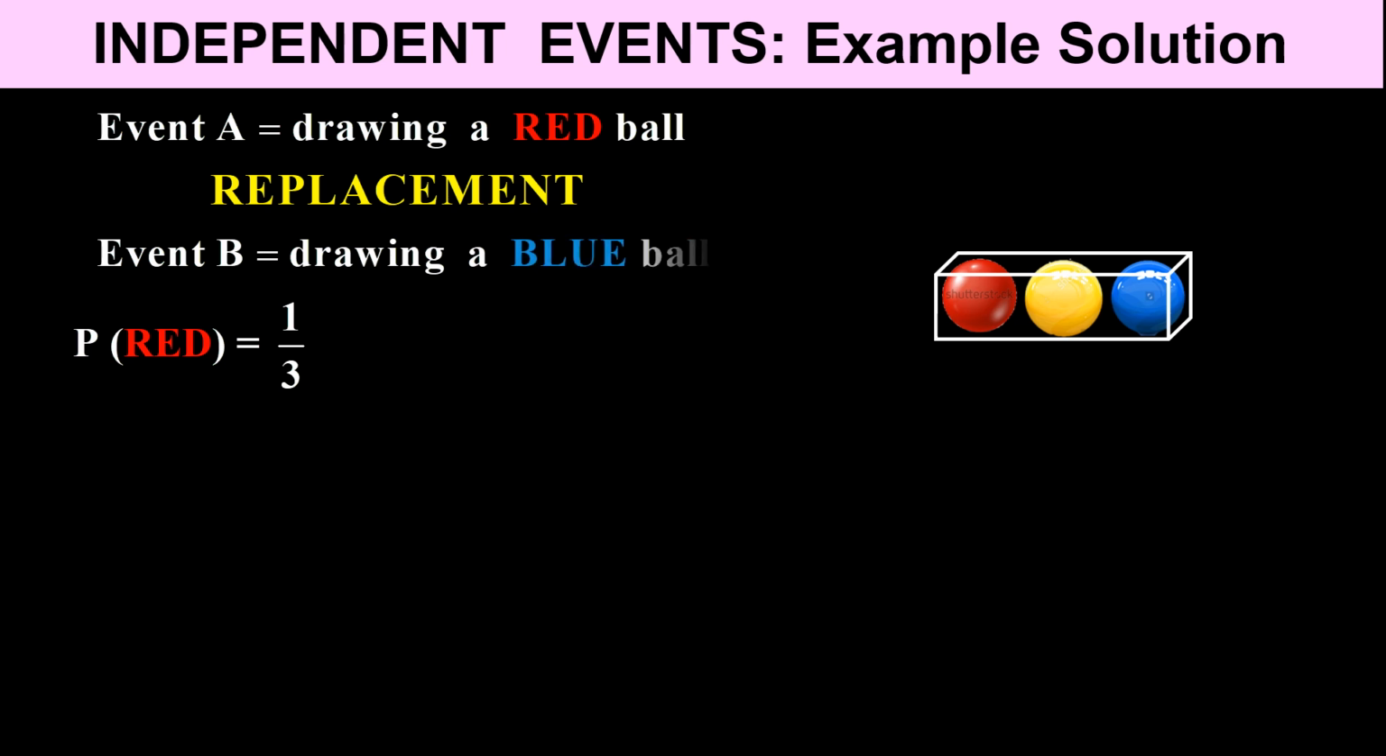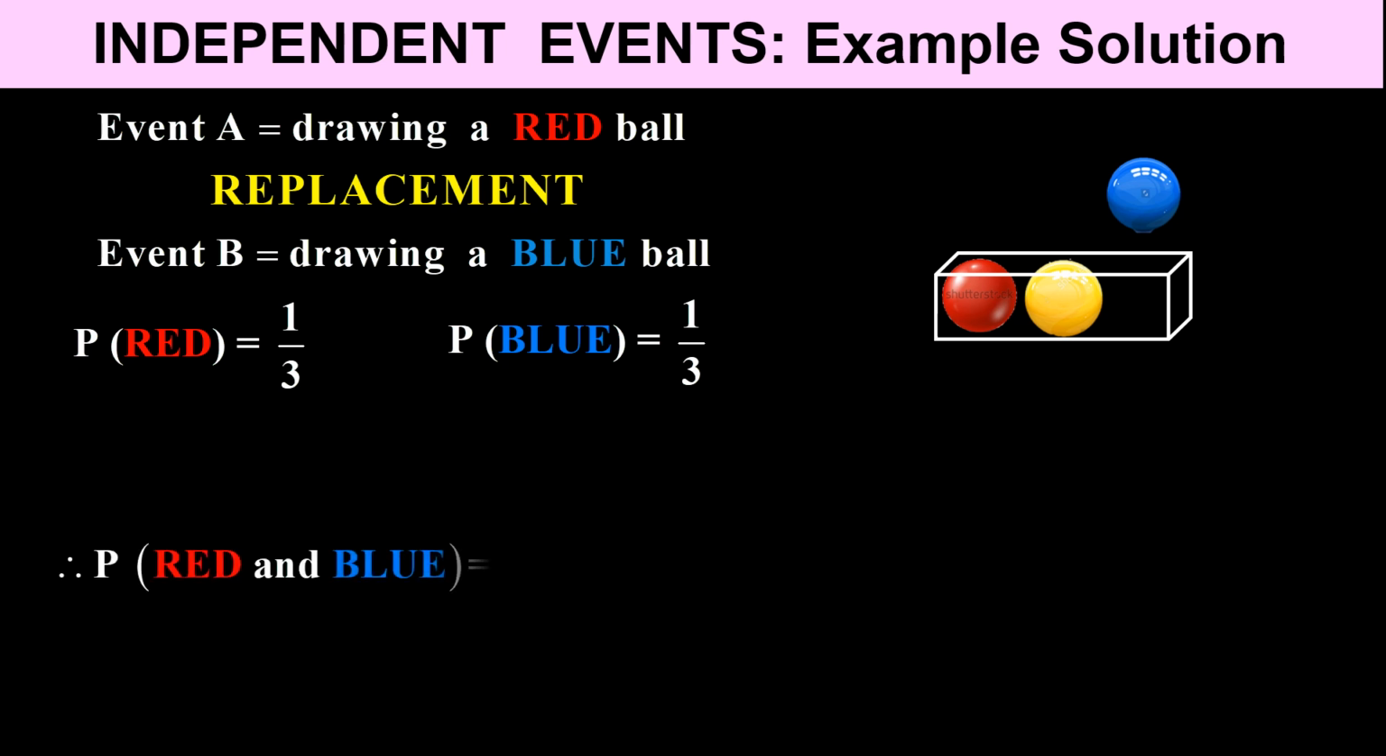Then event B, we want to draw a blue ball. If we draw a blue ball, that is 1 blue ball out of the 3, so the probability of drawing a blue ball is 1 over 3, right? So you see, drawing a blue ball was not affected by drawing a red ball because I replaced it there. So those two events are independent.